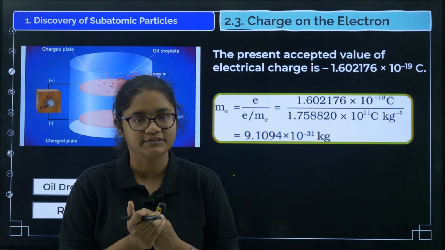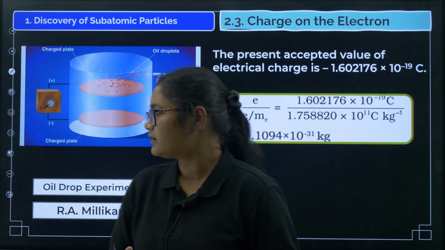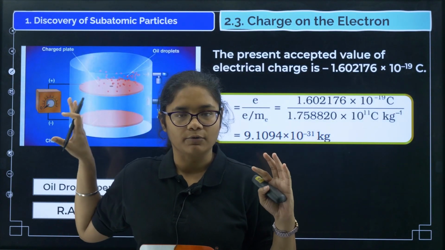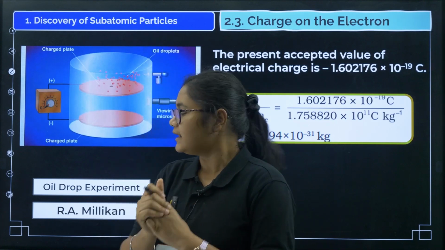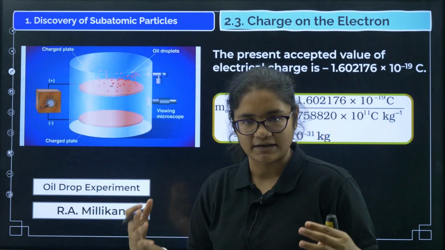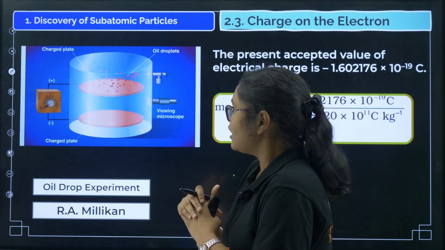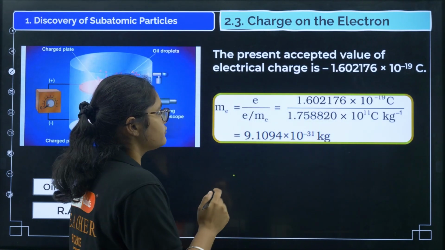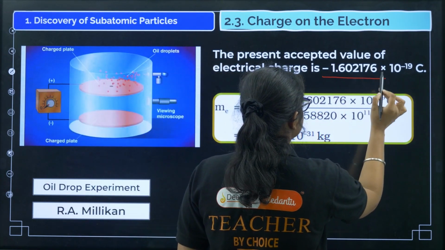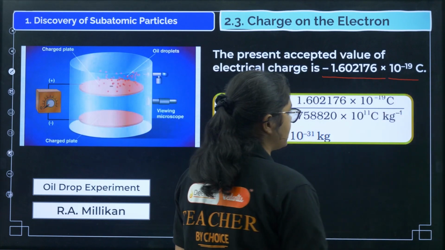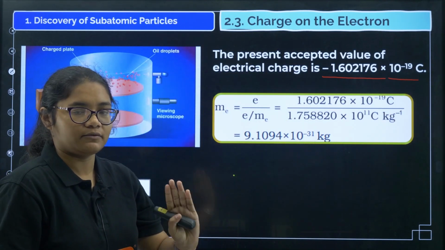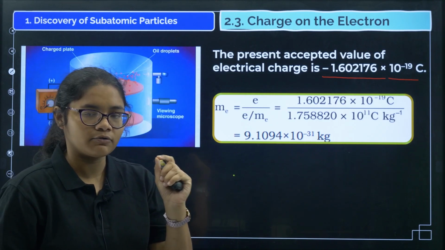Next, coming to the charge on the electron. So how to calculate the charge of the electron? For that we have the oil drop experiment. You need not go deep into the process of this experiment. It was done by R.A. Millikan, a scientist. Sir R.A. Millikan conducted this experiment and calculated that the charge of the electron is minus 1.6 into 10 to the power of minus 19 coulombs.